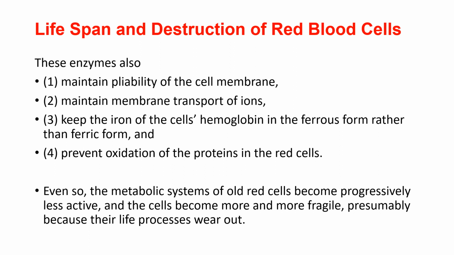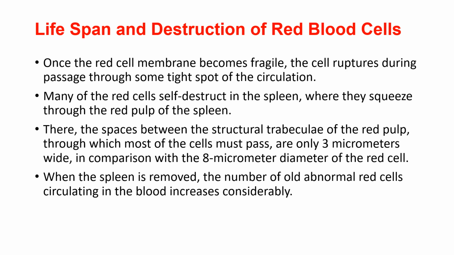Even so, the metabolic systems of old red cells become progressively less active, and the cells become more and more fragile, presumably because their life processes wear out. Once the red cell membrane becomes fragile, the cell ruptures during passage through some tight spot of the circulation. Many of the red cells self-destruct in the spleen, where they squeeze through the red pulp of the spleen. There, the spaces between the structural trabeculae of the red pulp, through which most of the cells must pass, are only 3 micrometers wide, in comparison with the 8 micrometer diameter of the red cell. When the spleen is removed, the number of old abnormal red cells circulating in the blood increases considerably.